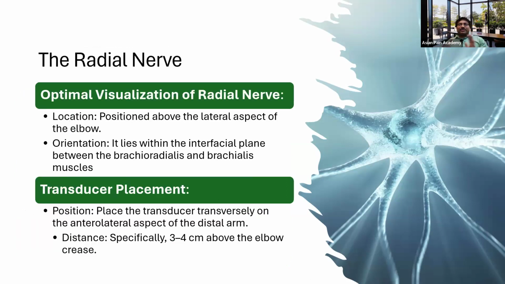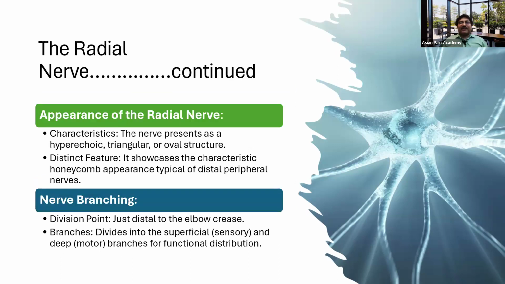For optimal visualization, position your probe just above the lateral aspect of the elbow. The orientation should be the intrafascial plane between the brachialis and brachioradialis. You have to place the transducer in a cross-sectional or short-axis view, with the nerve usually 3-4 centimeters above the crease. Now, how does the radial nerve look?